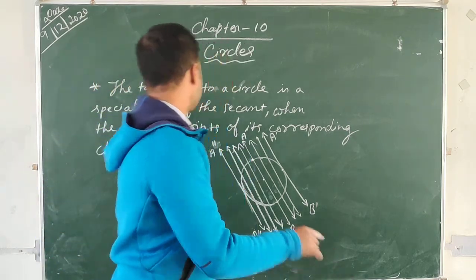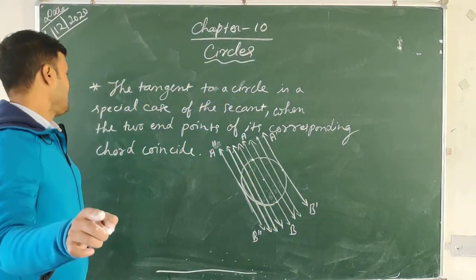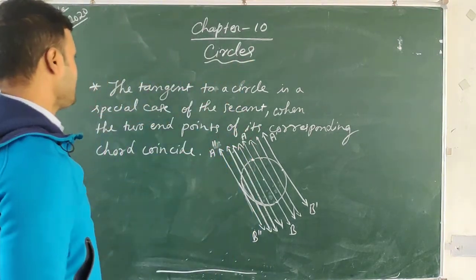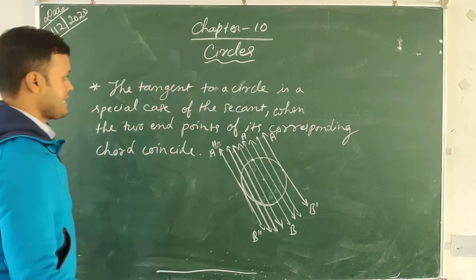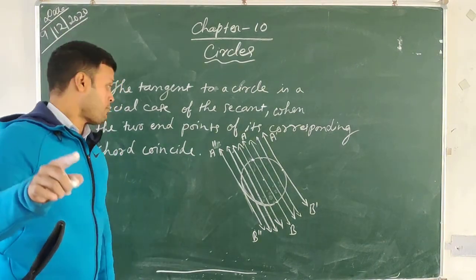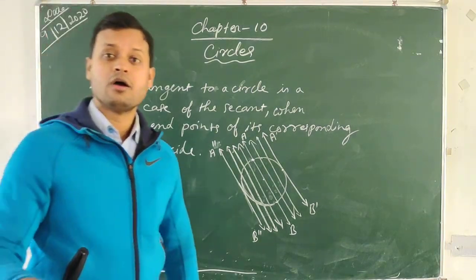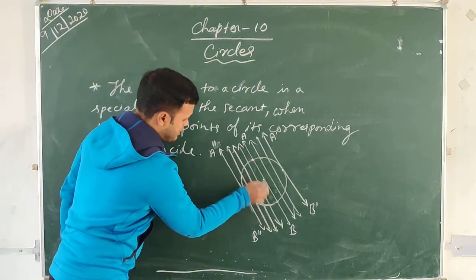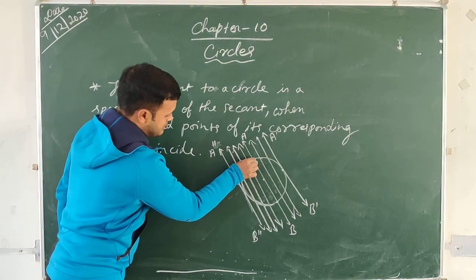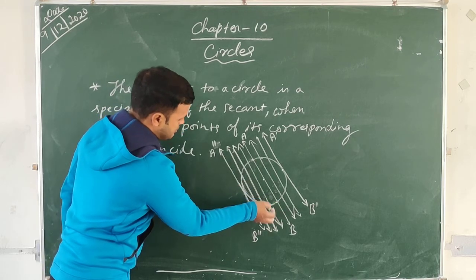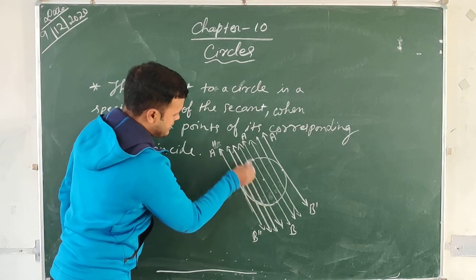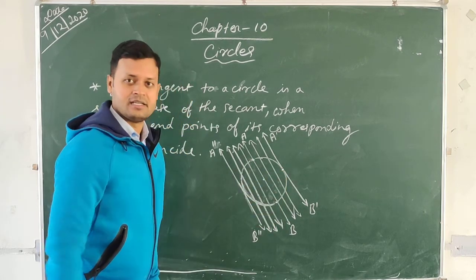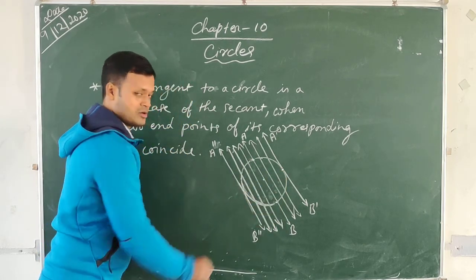That's why we said that the tangent to a circle is a special case of the secant. Okay, the tangent to a circle is a special case of the secant when the 2 endpoints of its corresponding chord coincide. That means when this endpoint of the chord and this endpoint of the chord both coincide, then this secant will become a tangent. Same here in this case also. Okay.